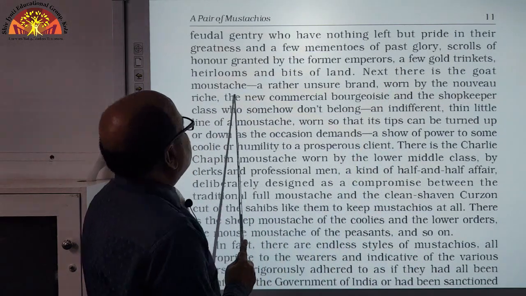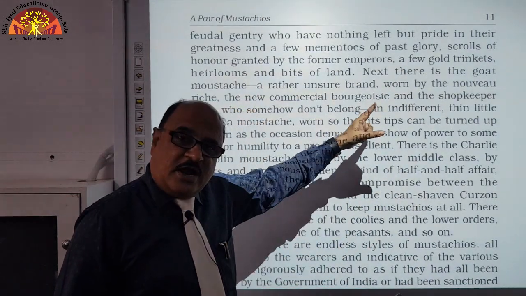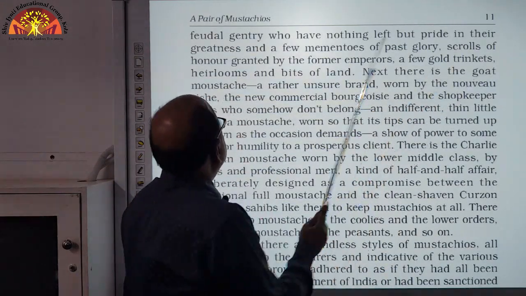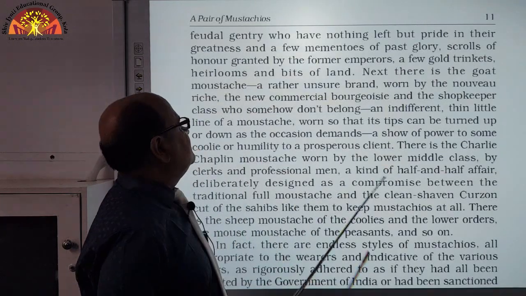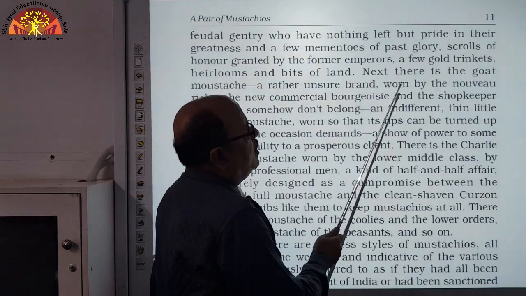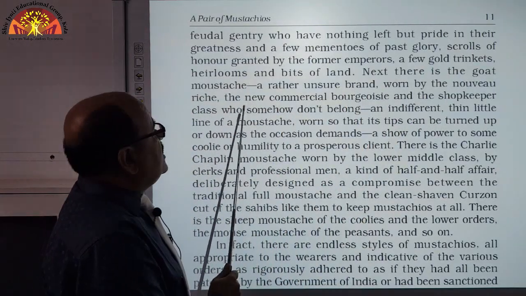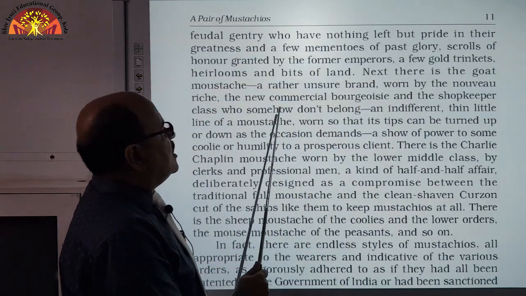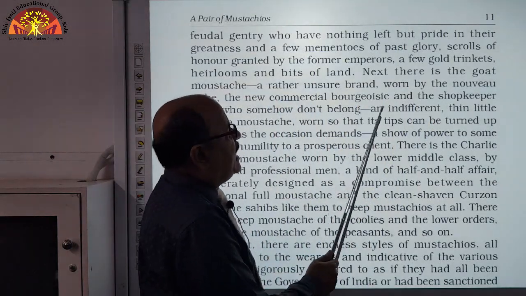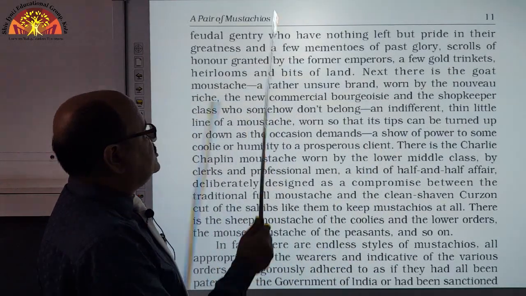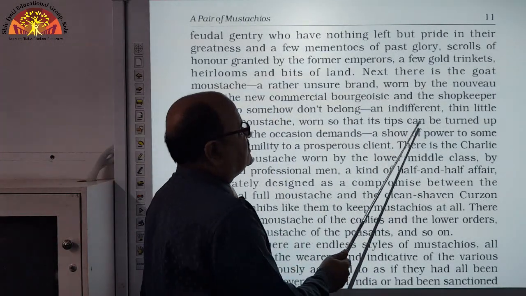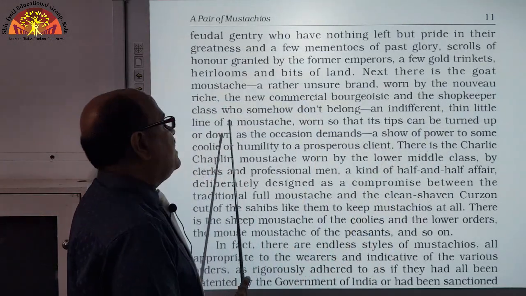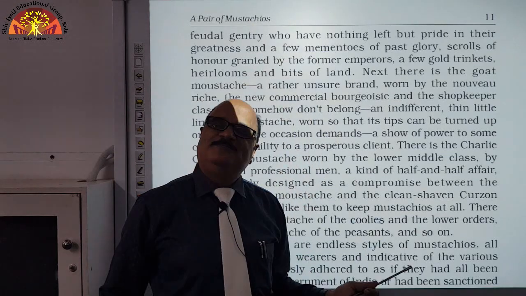Next, there is the goat mustache. So dear students, this is the third kind of mustache, right? Third kind, and that is goat mustache. The goat mustache, what is this? Let's have a look: a rather unsure brand worn by the novice, the new commercial bourgeois, and the shopkeeper class who somehow don't belong, an indifferent thin little line of mustache worn so that its tips can be turned up or down. Mind it, can be turned up and down as the occasion demands.